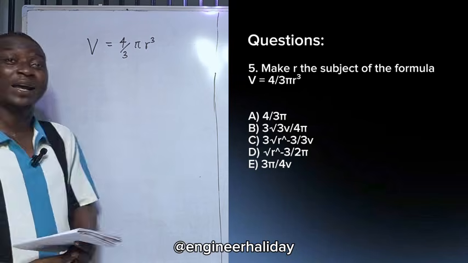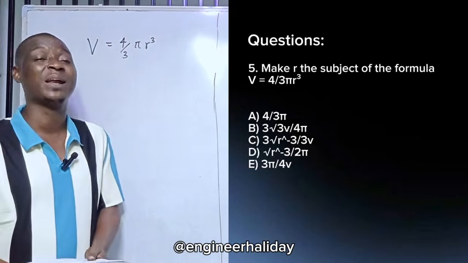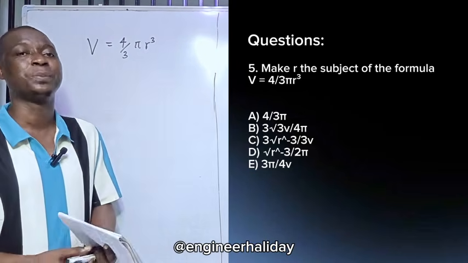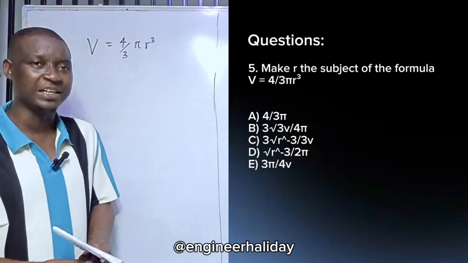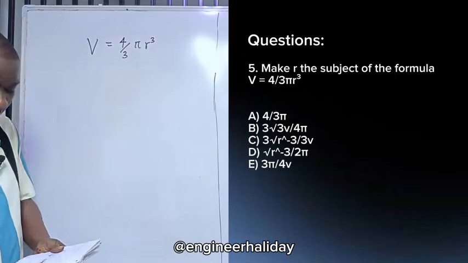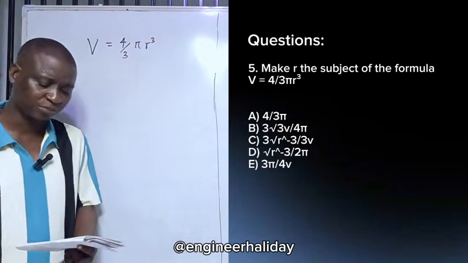If it does not belong to the volume of any shape, type it in the comment that this particular formula is wrong for volume of any shape. Maybe it's for volume of a cube, volume of a cylinder, tell me in the comment section. Now, the next thing that we want to do is make R the subject of formula.